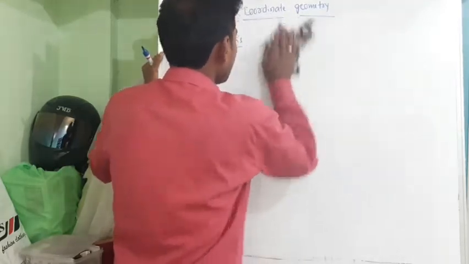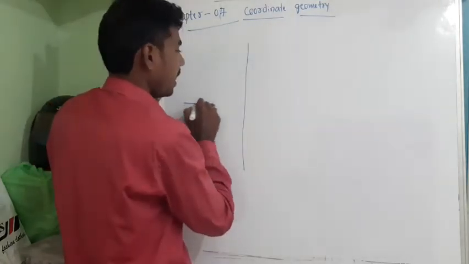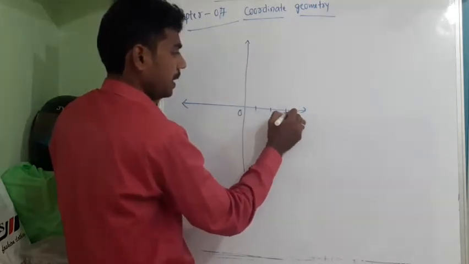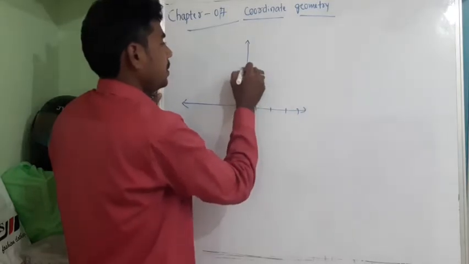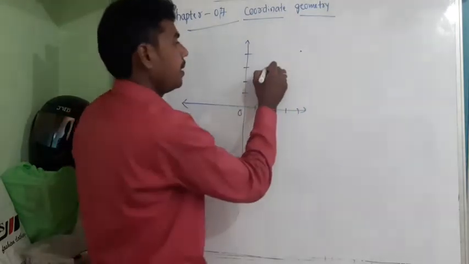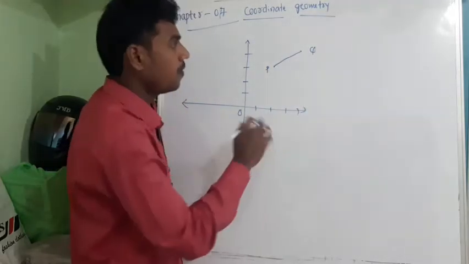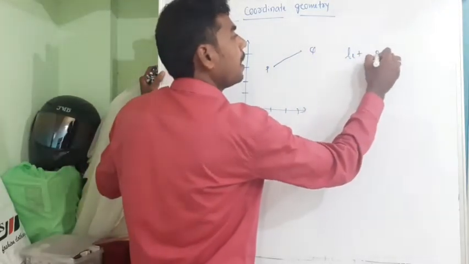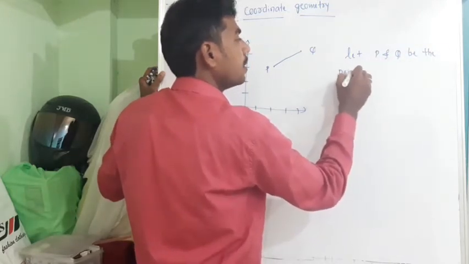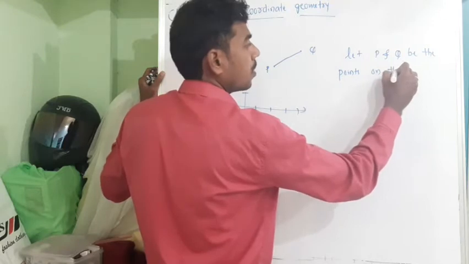See, this is the y-axis, this is the x-axis. Okay, so 1 2 3 4, 1 2 3 4. Okay, so I'll consider 2 points. Let it be P and the other point be Q. If I want to find the distance between P and Q, I'll follow this. Let P and Q be the points on the coordinate system.